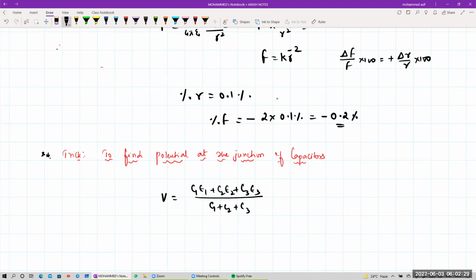Clear? What is E1 here? E1 is the EMF connected to the first capacitor, E2 is the EMF connected to the second capacitor, and E3 is connected to the third capacitor. We can calculate charges also: Q is equal to C into delta V.